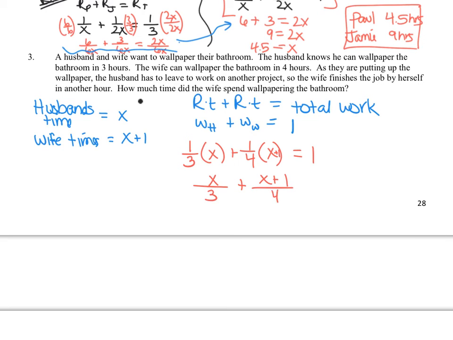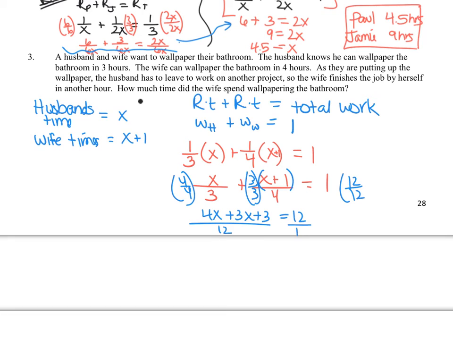Okay, and again, if you're looking here to solve it the way we solved it last week, to get a common denominator, it would be 12, right? So here I'd multiply by 4/4. Here I'd multiply by 3/3. Here I'd multiply by 12/12. And I would get 4x plus 3x plus 3. Make sure you distribute that. Equals 12, all over 12. And again, common denominator, just get rid of it. You get 7x plus 3 equals 12. 7x equals 9. X equals 9/7.